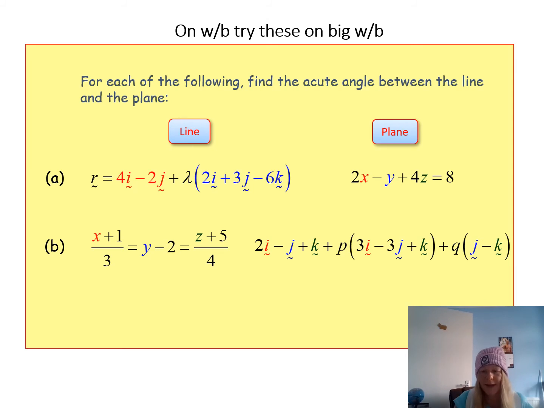Right, you have a go at these. Very similar. This first one, that's the line, of course it's a line. There's the direction vector, and that's just a point on it. And this is the plane.